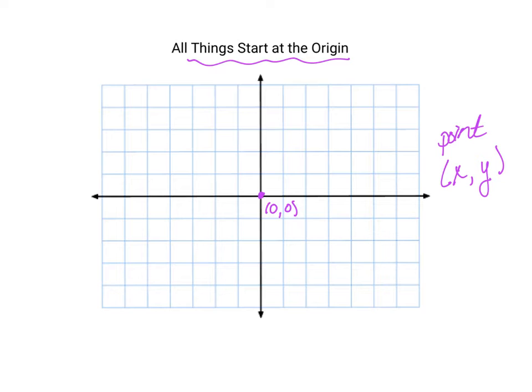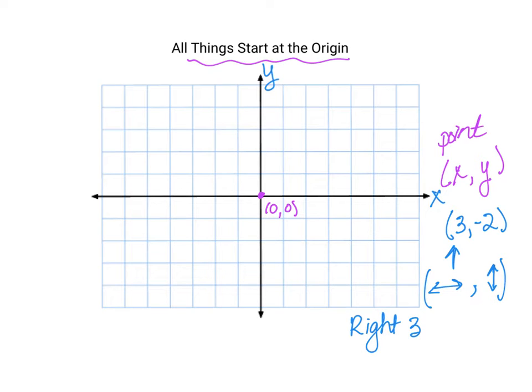So if I wanted to look at the point (3, -2), all things start at the origin. First, remember my x and y. 3 is my x-axis, so I'm looking at a left to right movement, and -2 is my y point, so I'm looking at an up and down movement. So 3, how many units to the left or right am I going? Well, I would be going right 3 units because that's positive 3. So I'd be going 1, 2, 3 units to the right.